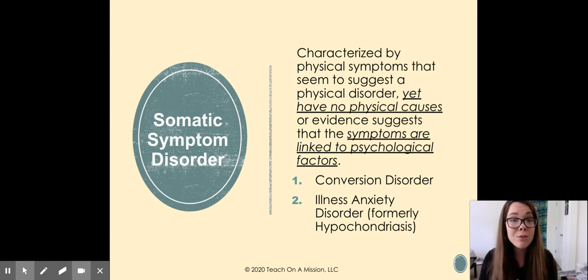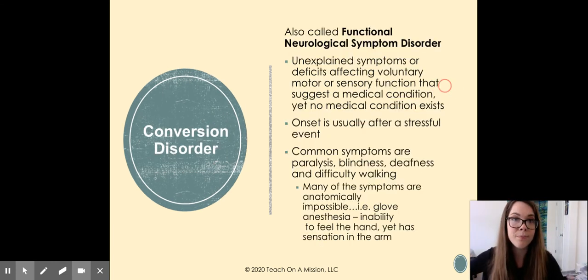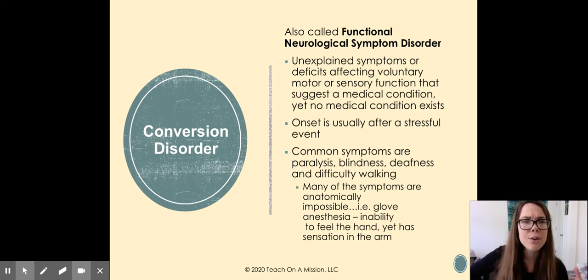So there's 2 types of somatic symptom disorder. One is conversion disorder, and the second one used to be called hypochondria, where people are hypochondriacs, but now it's called illness anxiety disorder. So there's conversion disorder and illness anxiety disorder. Those are the 2 branches within our somatoform disorders. So conversion disorder, it's also called functional neurological symptom disorder, but for you, just know conversion.